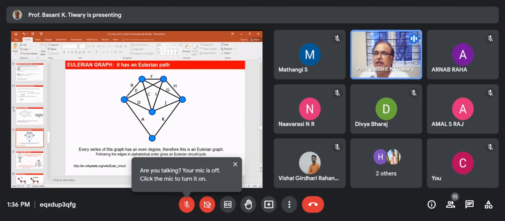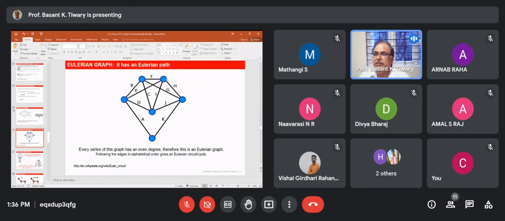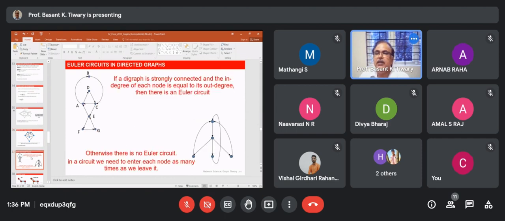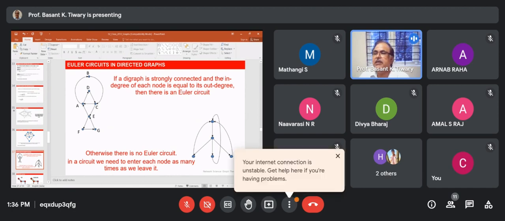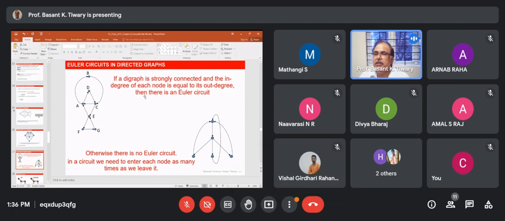So you can find that each node has an even degree, and therefore it is a Eulerian graph. If a graph is strongly connected and the in degree of each node is equal to the out degree, then there is a Euler circuit.